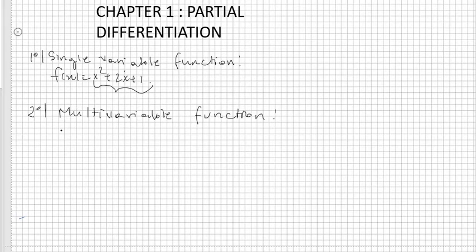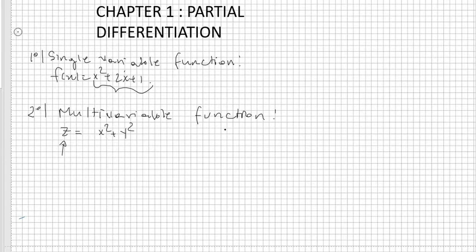For instance, if I say z is equal to x squared plus y squared, that is a multivariable function that includes two variables. So you have x and y. You have the function z that includes the variables x and y. So this is a multivariable function.